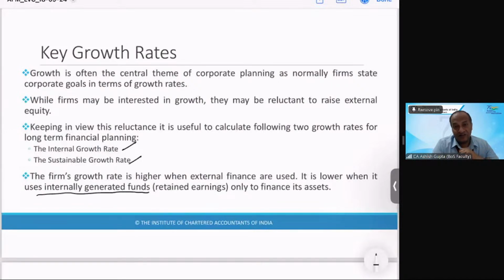internally generated funds. Now, what are internally generated funds? It is the retained earning. Once the retained earning is plowed back into the business, growth happens. If you recall, in your intermediate level, in the dividend chapter, there is the Walter's model. What is the Walter's model based on?